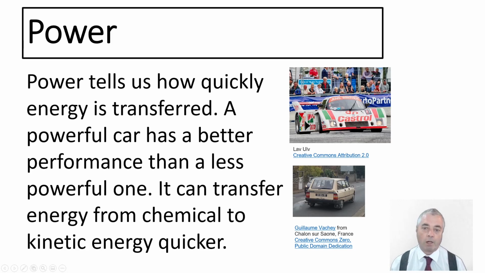So this car will go faster and it will accelerate better because it transfers energy from chemical energy in the petrol of its engine to kinetic energy. Whereas this one transfers energy slower, which will give it a lower top speed and also lower acceleration. So that's what power is.